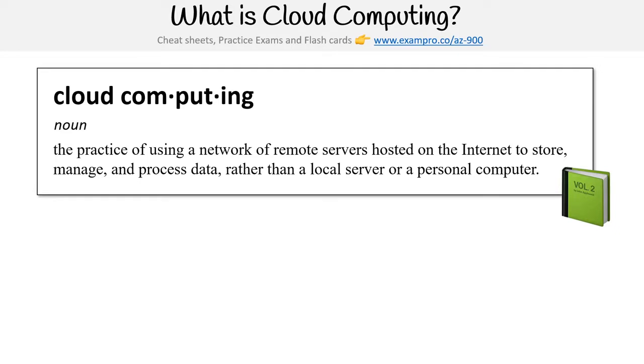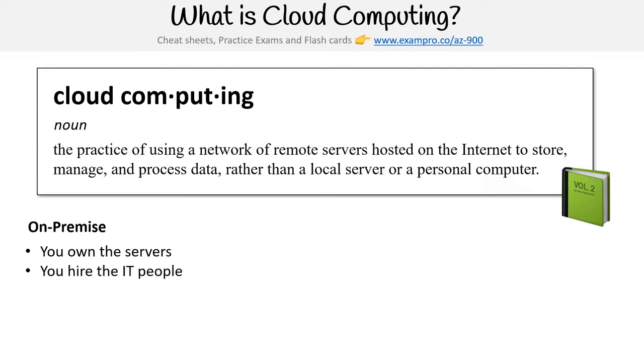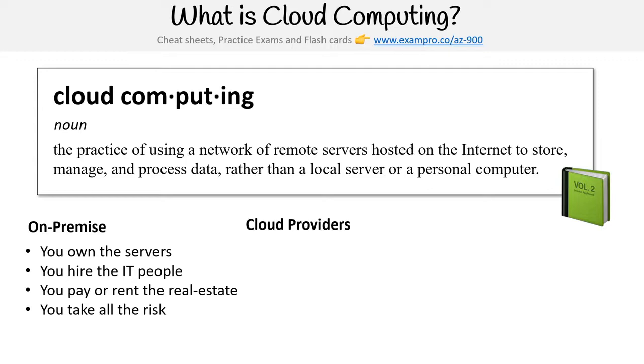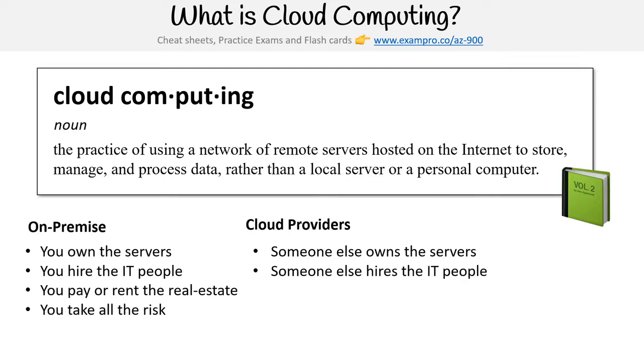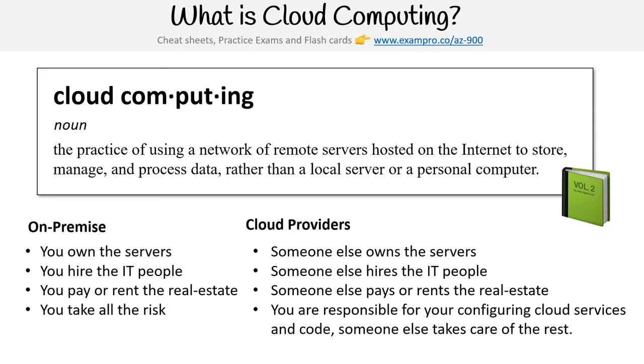When we're talking about local, we describe this as being on-premise, so being your own office or your own data center. This is where you own the servers, you hire the IT people, you pay the rent or the real estate, you take all the risk. Whereas with a cloud provider, if you're utilizing them, it's someone else who owns the servers, someone else who hires the IT people, someone else who pays or rents the real estate, and you are only left with being responsible for configuring your cloud services and code, and someone else takes care of the rest.